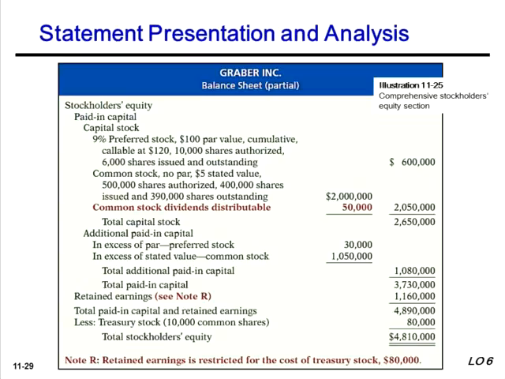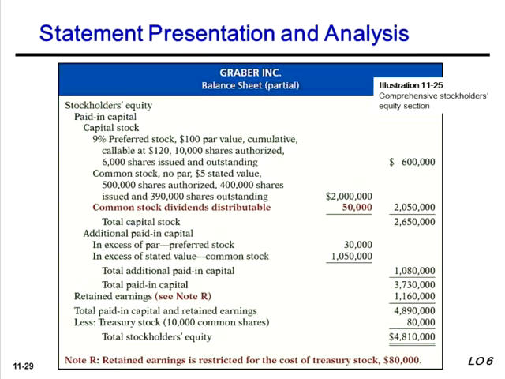Callable at $120, that's what is known as the call price. So in most cases, preferred stock will have a call provision, and what that means is that the issuing corporation can go to the shareholders and buy the stock back, and the shareholders have to sell it back. But they know that up front before they invest in the stock, and they also know what the call price is, so they know what they're going to get before they even purchase the stock.